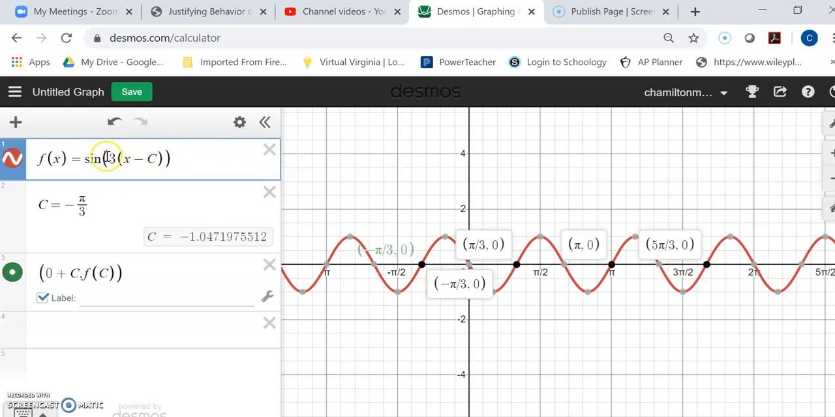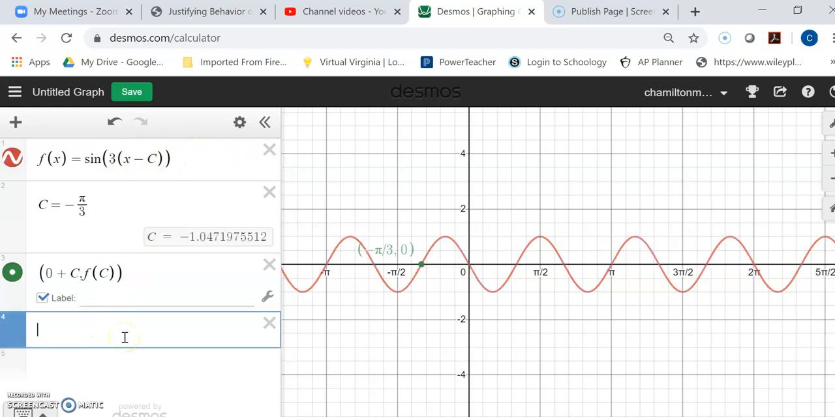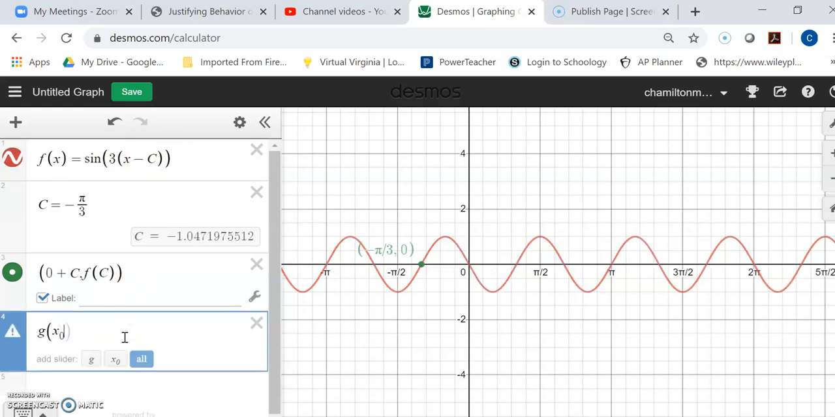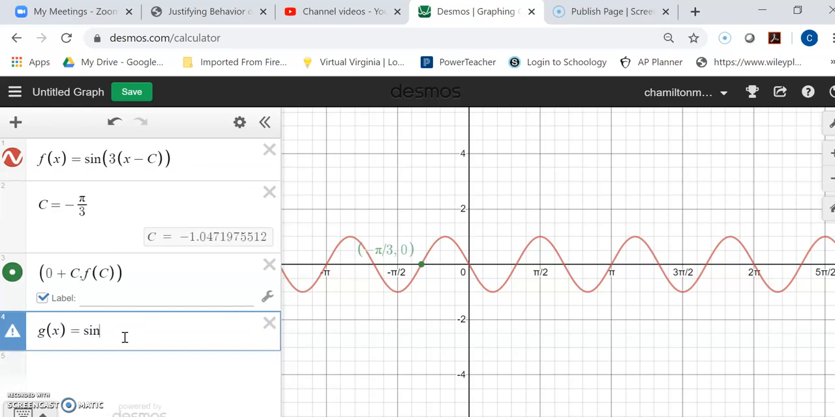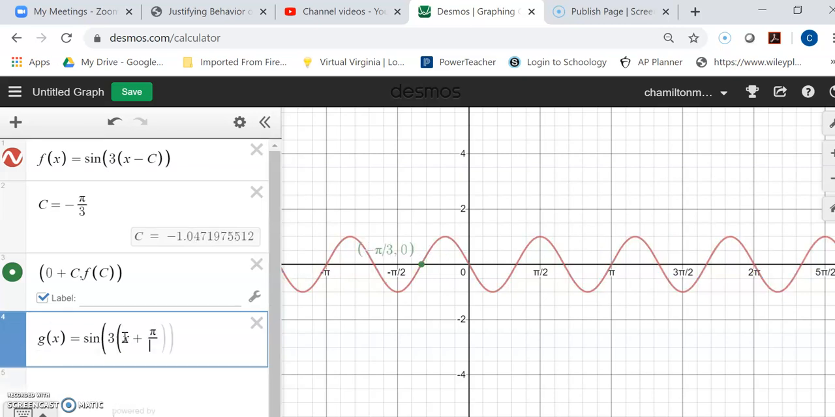Up here in the equation, what we actually would have had, and I'll type it down here again to emphasize that to you, is sine of 3 parentheses x plus pi divided by 3. There. So this is what it would look like with c equal to negative pi over 3. And you can see it's overlaid right on that. I can turn that off. We can see the original, and you see that it's overlaid on that.